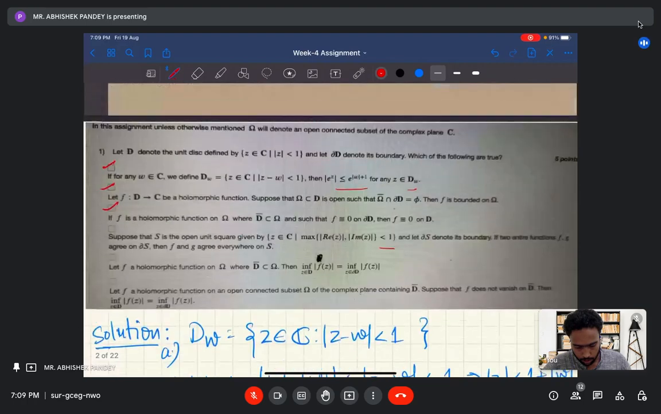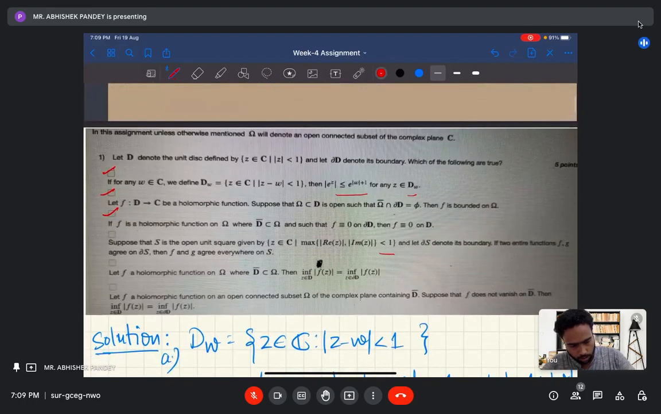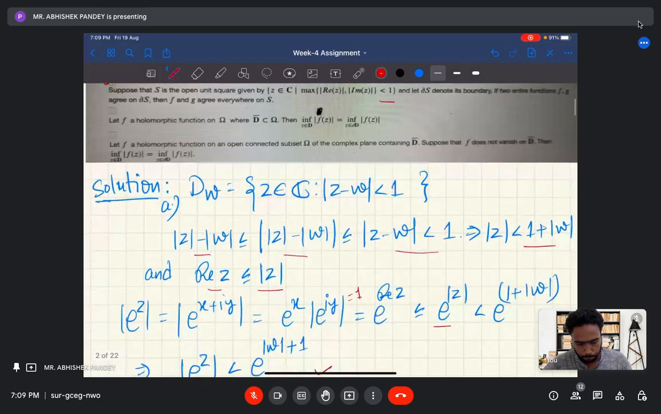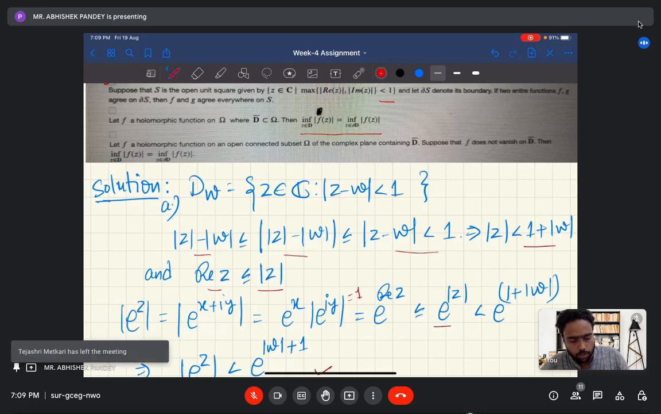Now let us look at the next option. So this is also true. Let f be a holomorphic function on omega, where omega contains D closure. Then this we have to check: the infimum of the modulus of f(z) for z in D equals the infimum for z on the boundary. So here we are taking the infimum on the boundary.